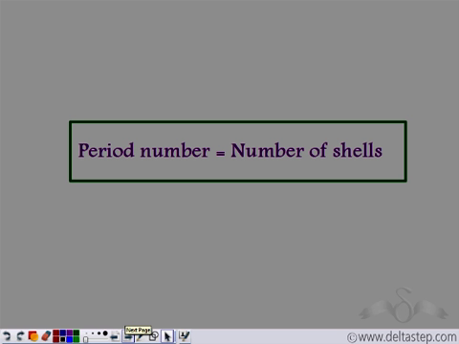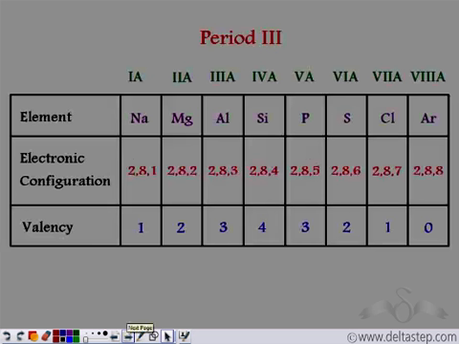In case of periods, all the elements belonging to a particular period have the same number of shells. Let's take a particular period, period 3. The elements of this period are sodium, magnesium, aluminium, silicon, and so on. So we know that the period number is equal to the number of shells. So each of these elements has 3 shells. Also we know that the group number is equal to the number of valence electrons. So group 2A has 2 valence electrons. Group 3A has 3 valence electrons, and so on. So these are the period 3 elements. They show this behavior in their electronic configuration.